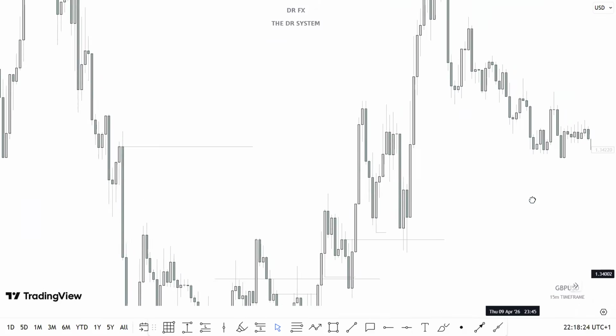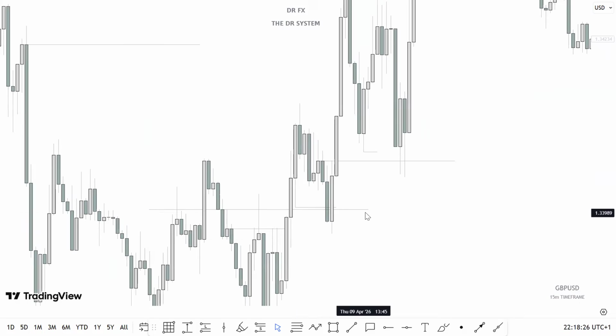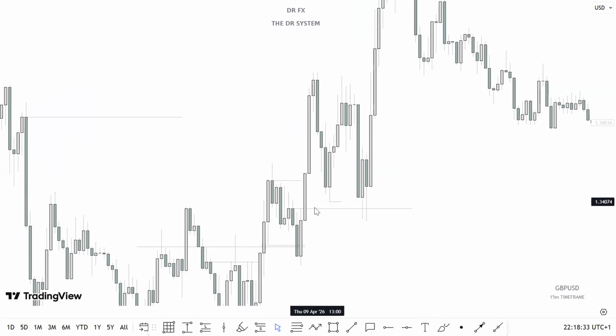H4 rejected H4. When the market dropped into the 50, look at the H4 rejected H4. H4 gave us a breakout above here, above here, above here. All these are breakouts. Then the market gave you a continuation setup.